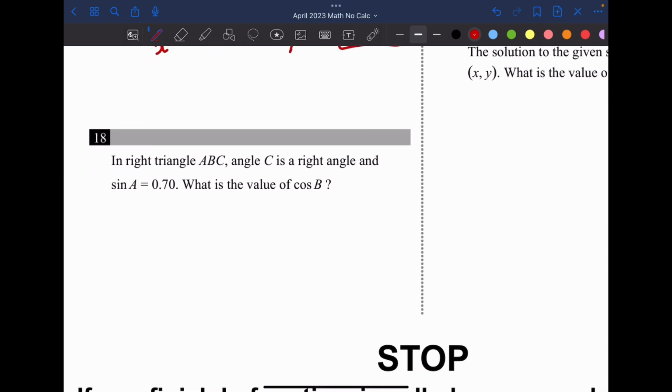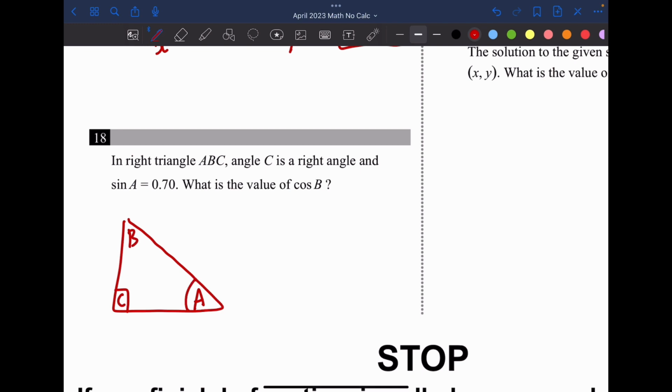Question number 18. In right angle triangle ABC, so first we draw a right angle triangle like this. Angle C is a right angle. So this is angle C. I'm going to actually write it on the inside. This is angle C. And then sine A is equal to 0.7. What is the value of cosine B? It doesn't really matter which ones you name A and B. So I'm going to name this A. I'm going to name this B.